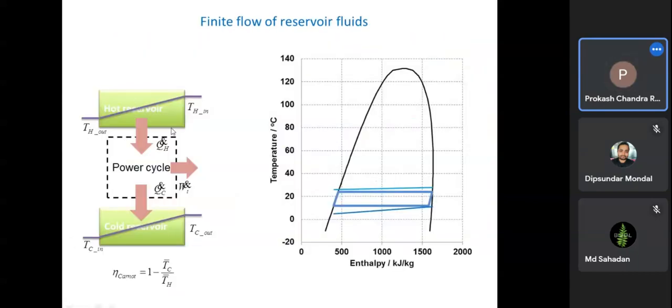So this is basically the thermodynamic cycle. This is the reservoir, that is the source, and this is the sink. And you will run this Rankine cycle to get the mechanical power.